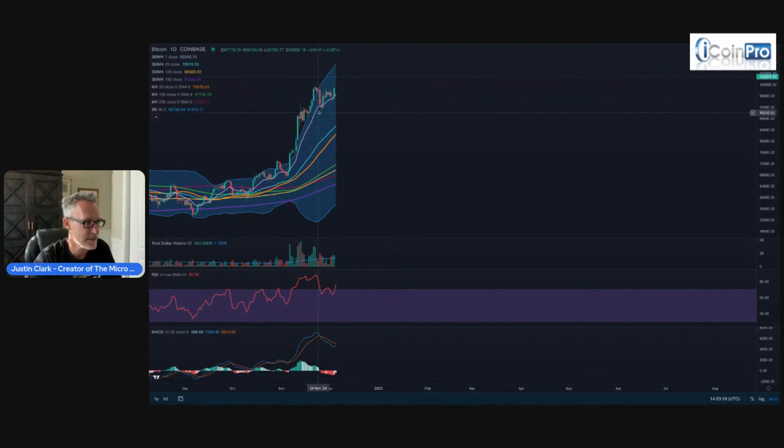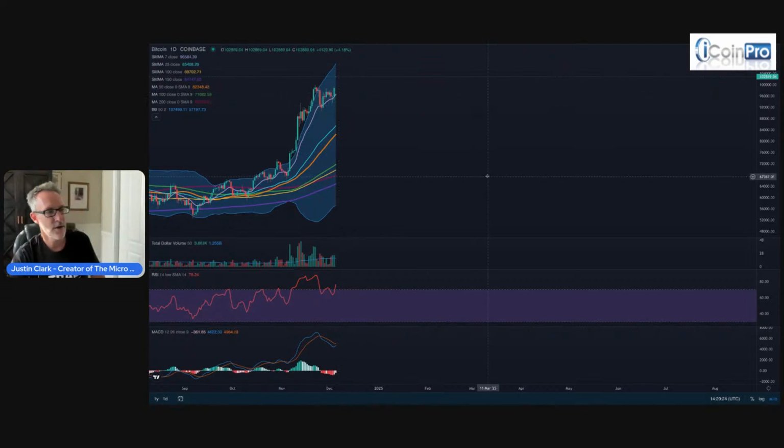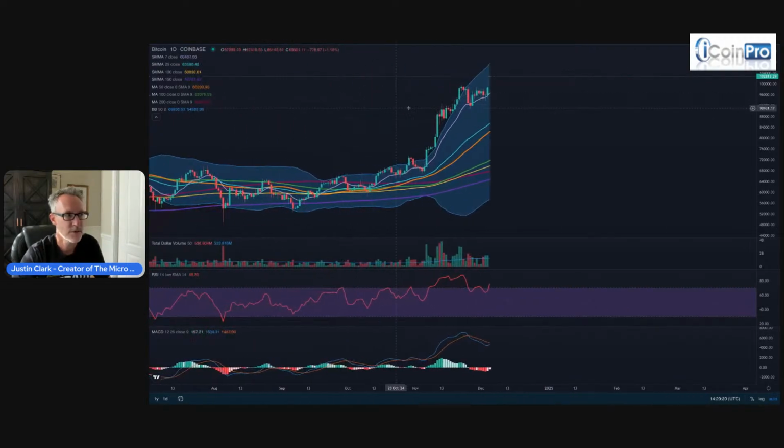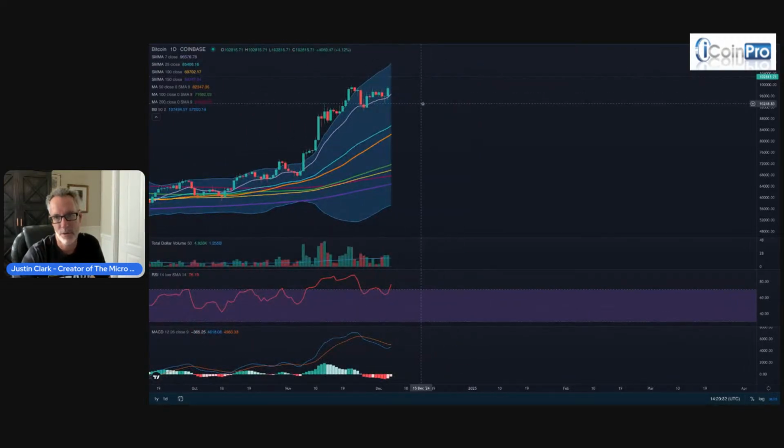But the key is to stay trading above this light purple moving average. If we do lose that, we could see some sellers show up. And in particular, if we put any pressure on that or test it, which the market likes to do, the altcoins could really have some selling go on.